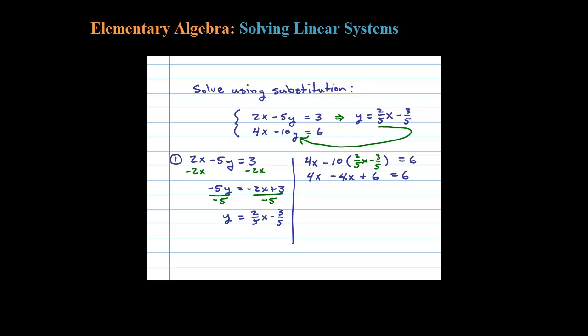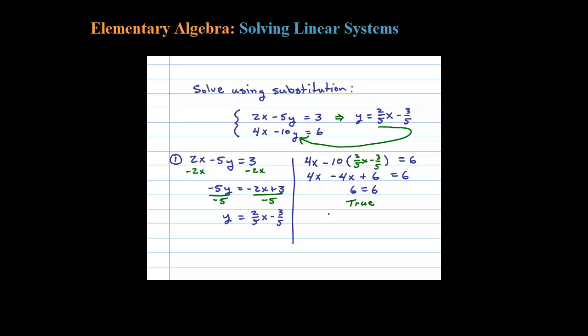Now you have same side like terms. 4x and negative 4x is 0, so that leaves me with 6 equals 6. Now look at this. The math is giving me an identity here. Gave me a true statement. So what that's telling me is that there's going to be infinitely many solutions. Geometrically, that means these two lines were actually the same line.